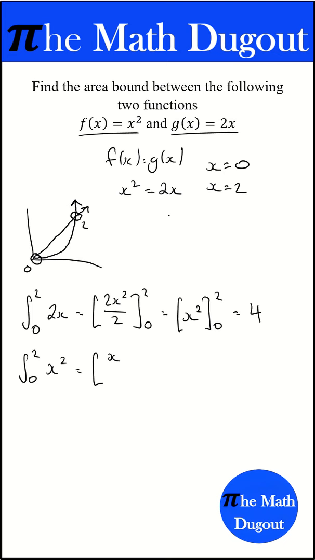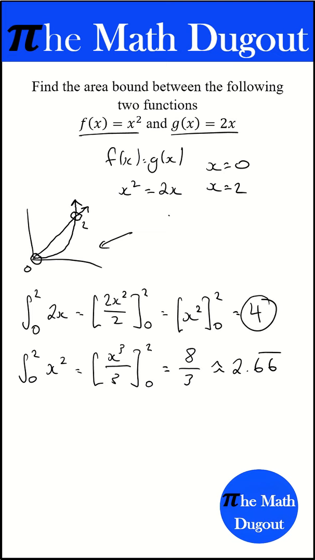However, when I integrate my quadratic bit, I'm looking at the x squared term now. So I add 1 to the power, divide by the new power, and I'm doing that from 2 to 0. So I see here that I'm going to end up with 8 over 3 square units, okay, which is, again, approximately equal to 2.66 recurring square units.